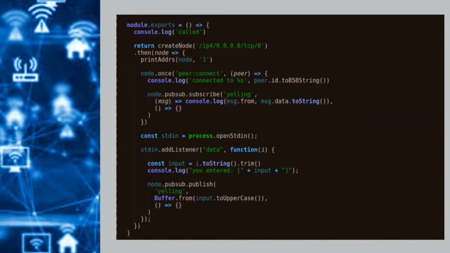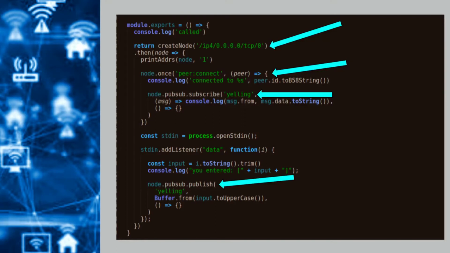This is the run function that does most of the work. So you see here the multi-address again. We're going to listen to all IPs on the local machine and also with a wildcard port. We're going to listen for peer connect events, and when we get a peer, we're going to subscribe to a pub sub called yelling. We're also going to listen on standard in for incoming data, and when we receive it, we're going to publish it, yelling, on that same pub sub down here. So this is really all that went into that.